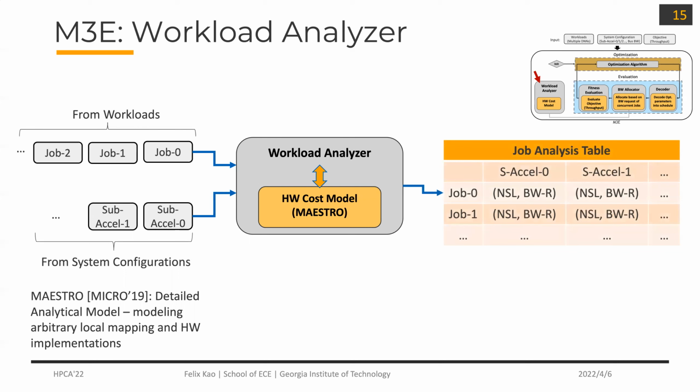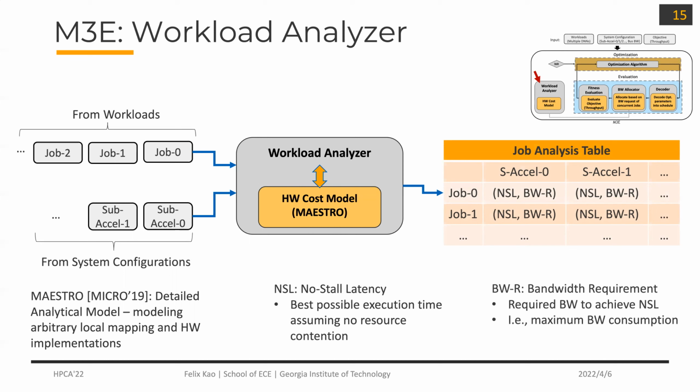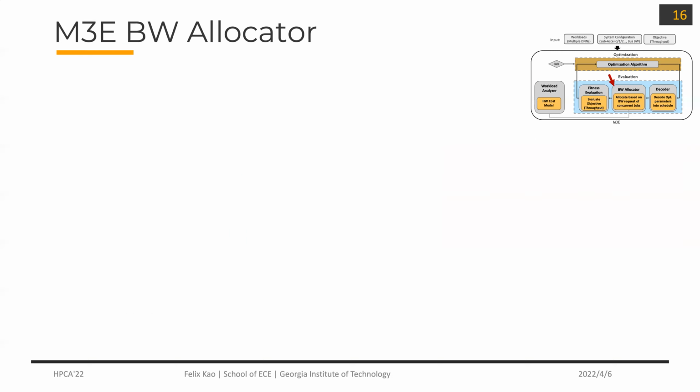It captures the performance of each job running on each accelerator. It records no-stall latency. Essentially, it is the best possible execution time, assuming no resource contention. And bandwidth requirement. Essentially, it is the required bandwidth to achieve the ideal no-stall latency. Or you could think of it as the maximum bandwidth consumption of this job. This job analysis table is generated at the initialization stage and will be reused throughout the optimization process.